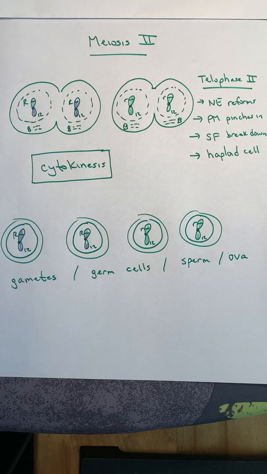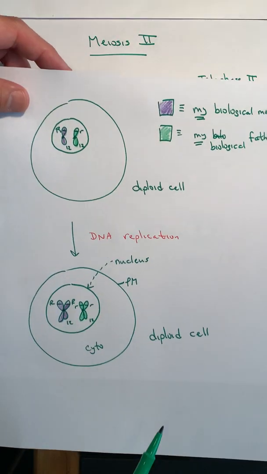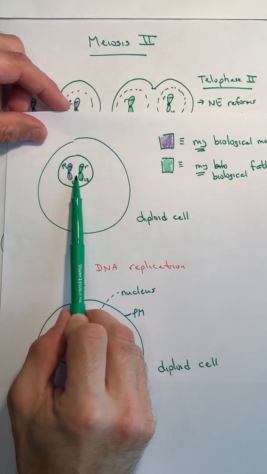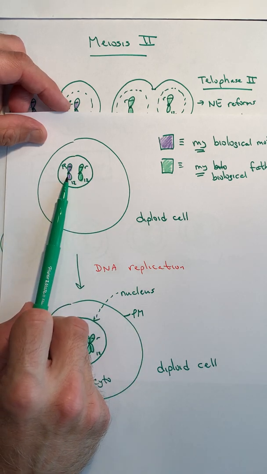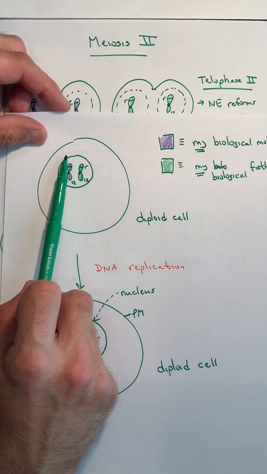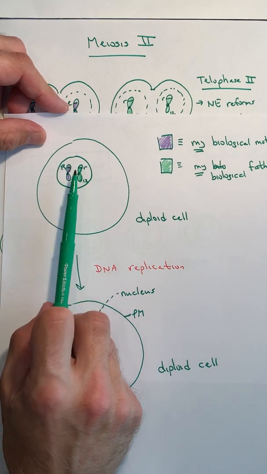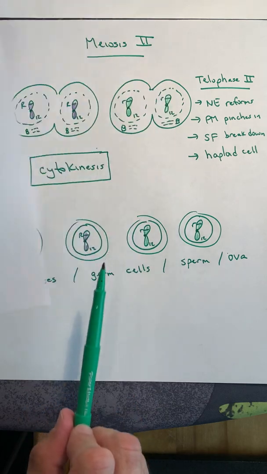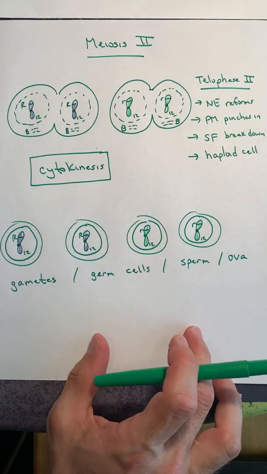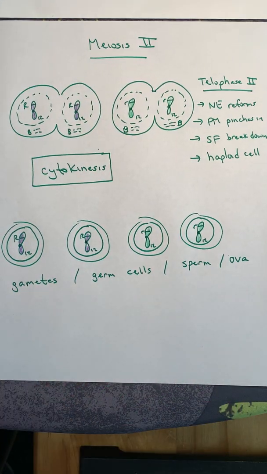So don't forget what we started with. In the very beginning, what we started with was one cell with two chromosomes, right? One for my biological mother, one for my biological father. This is what I carry in all of my cells. This is what you carry in all of your cells. But what do we end up with? We end up with only one chromosome. So meiosis is the separation of homologous chromosomes, and it forms the cells that are used in sexual reproduction.